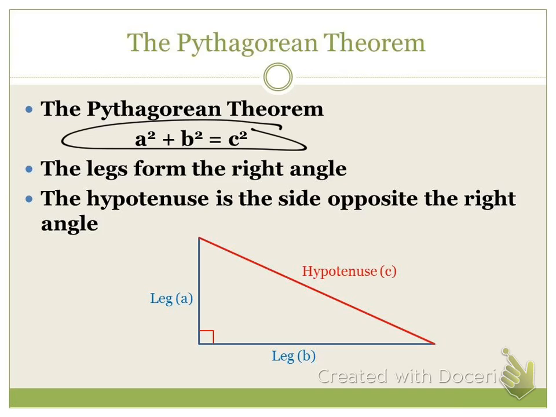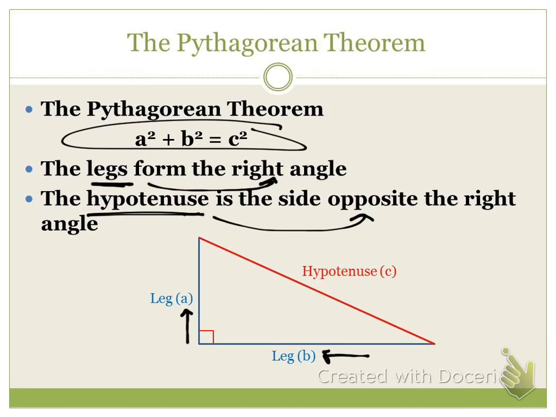The legs of the triangle form the right angle. The hypotenuse is the side opposite the right angle. And you see that in the diagram, that the legs form the right angle and the hypotenuse is opposite the right angle. Notice also in parentheses, we have variables that represent each leg.